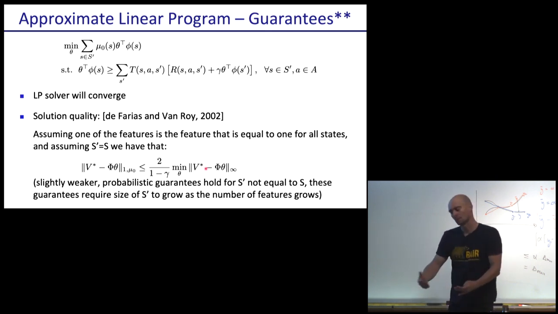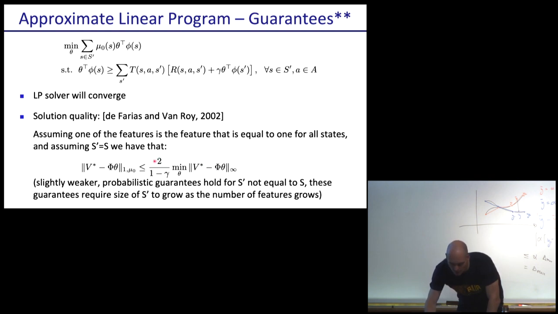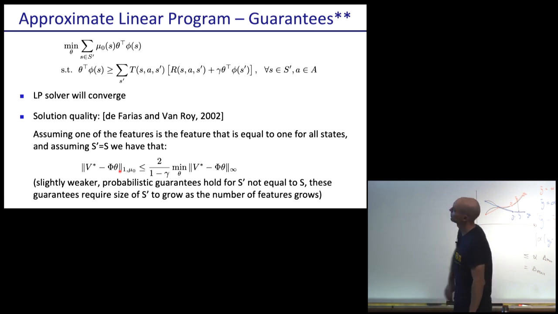If your real value function is easy to approximate with the features you have, then this will be a small number. If you have a really bad feature space, this will be a large number. But naturally, you can't do better than this. This is saying, what is the best function available in my function approximation space in terms of closest possible to V star? So this is the best you could possibly do. And actually, it turns out, you can get quite close to the best you can do with this linear program solution.